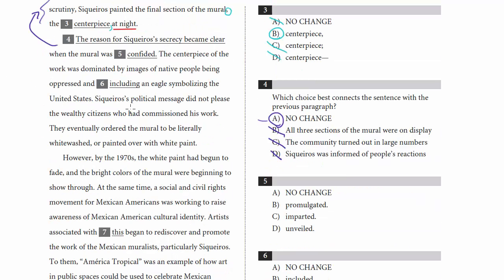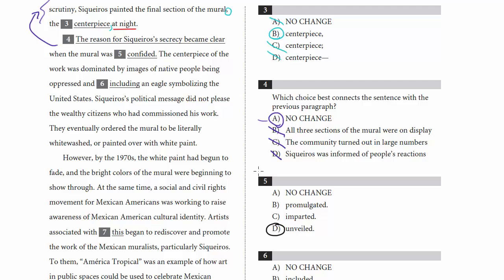So number 5, the reason for Siqueiros' secrecy became clear when the mural was confided. To confide means to tell someone something secret. That doesn't really work in context here. We're not telling someone about the mural, we're revealing it. So we need something more along the lines of revealed or shown to the public. And when we look at our choices in this diction question, the one that works here is unveiled, right? You unveil a piece of art, you unveil a mural to the public.